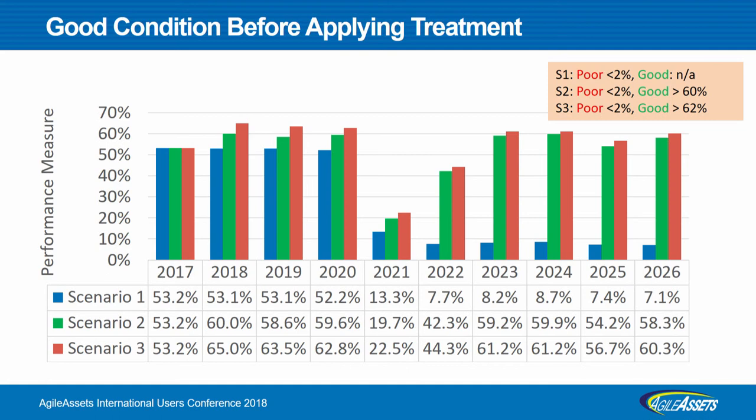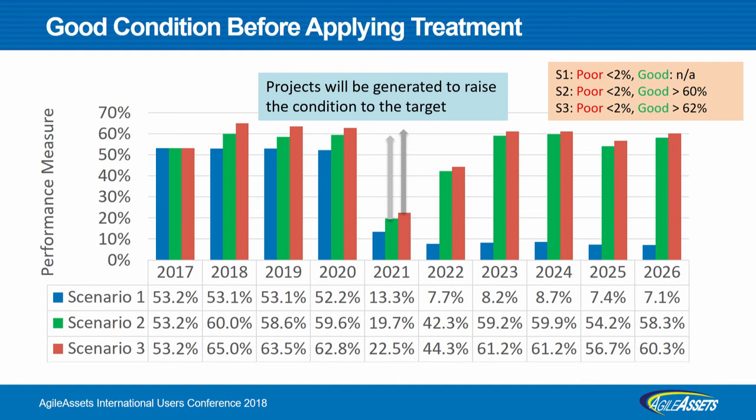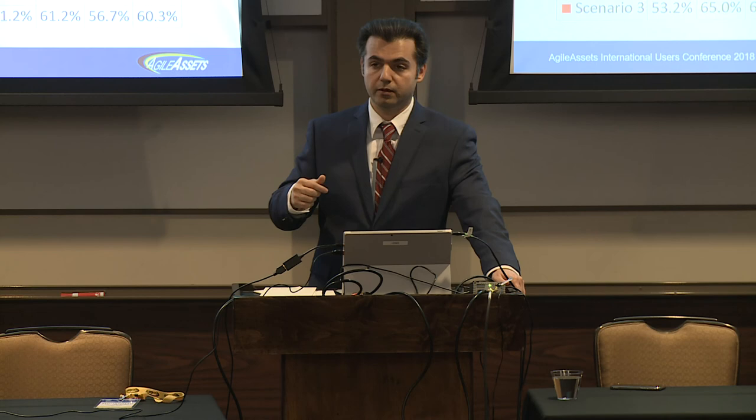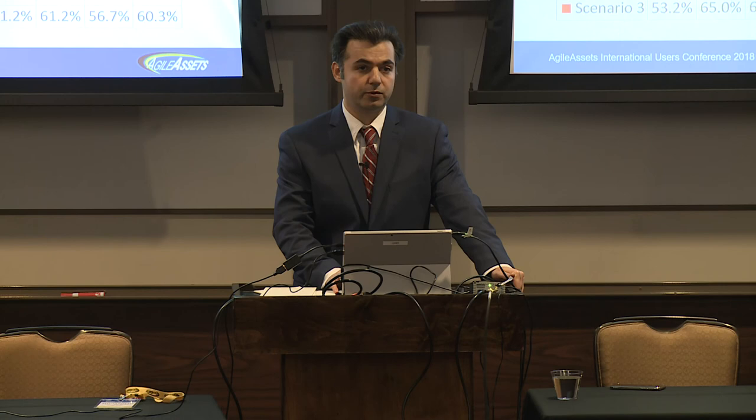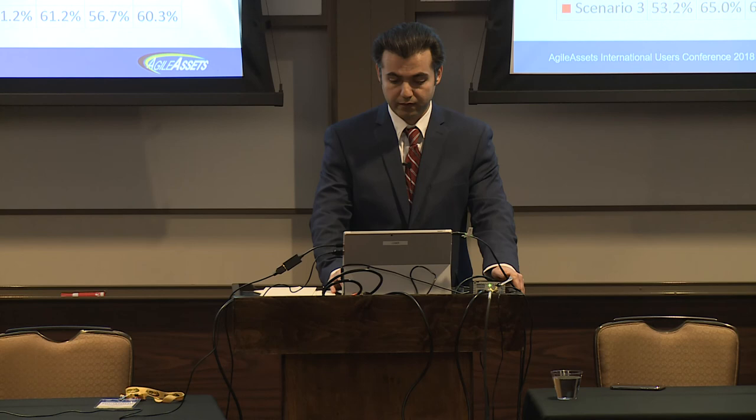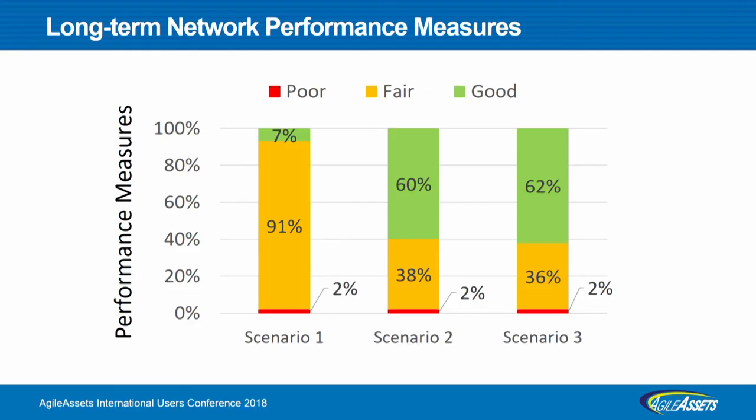So the same thing for good condition, and if you look at the 2021, the system generates projects to fill that gap and improve the network back to the target. As you see, in scenario one, since I didn't define any target or any constraint for good, there are no projects generated for that. So let's see what's the long-term condition.